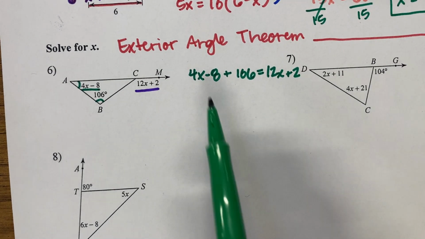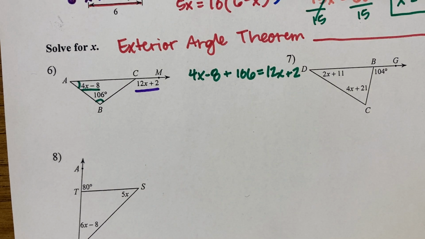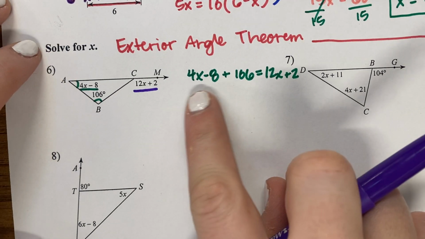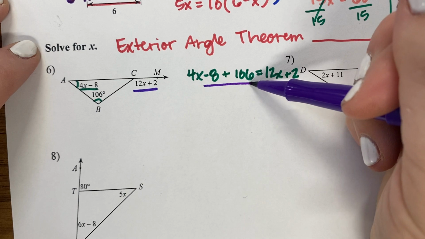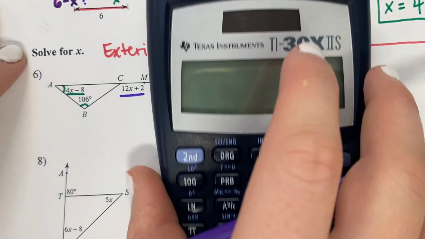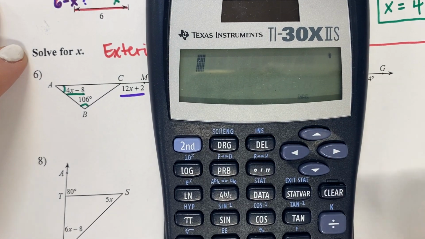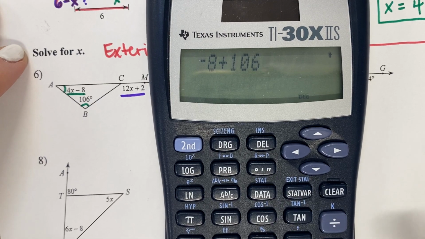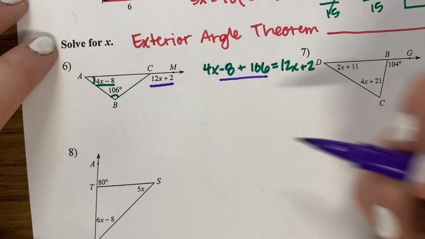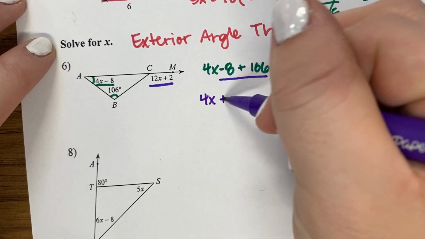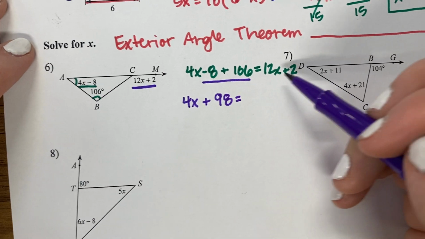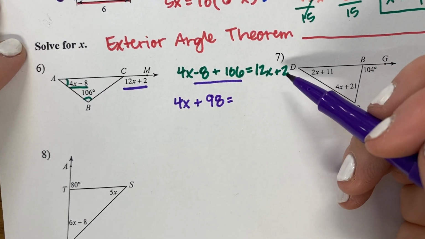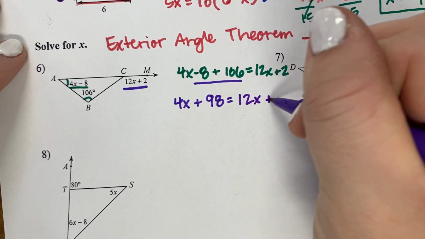So it's an equation. We got x's on both sides. So first thing we want to do is combine our like terms. On the left side of my equal sign, I see some like terms. I see negative 8 and 106. Those are just numbers, I can combine those. So negative 8 plus 106 is going to give me 98. So this whole side turns into 4x plus 98 is equal to that side, which has no like terms, can't combine an x without an x, so 12x plus 2.